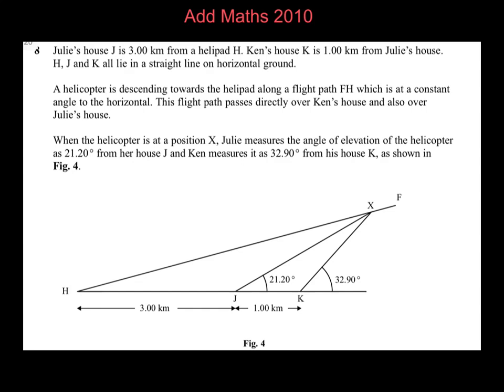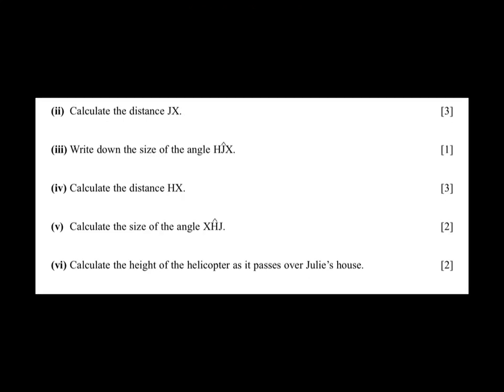Applied Maths 2010 question 8. We're going to be using the cosine rule with the diagram to evaluate the following. The first thing we're asked to find is JX.